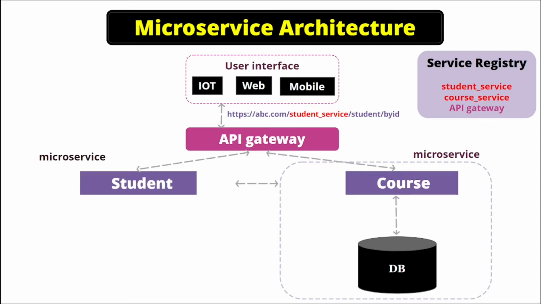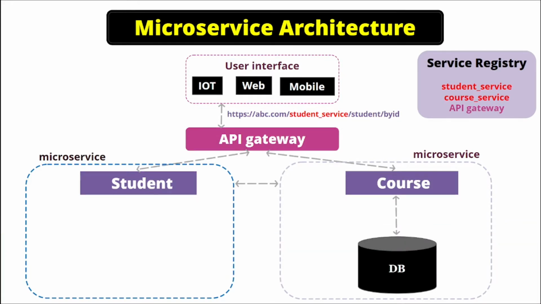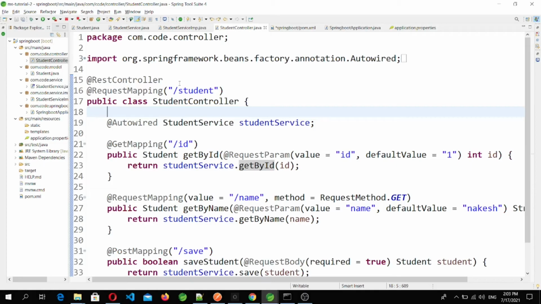Based on this microservice architecture, which I have already discussed in the first video of this tutorial, I am going to create our first microservice, student. In the next video, I will create the second microservice, course, and then I will create the API gateway and service registry. For the student microservice, I am going to use a MySQL database, the Java language, and I'll keep the application name for this student service as student_service. I'm going to use the Spring Boot framework for this.